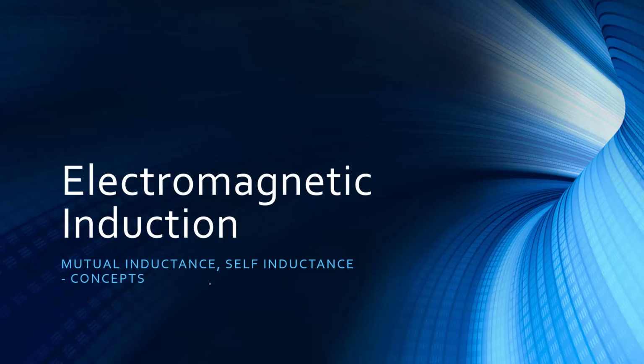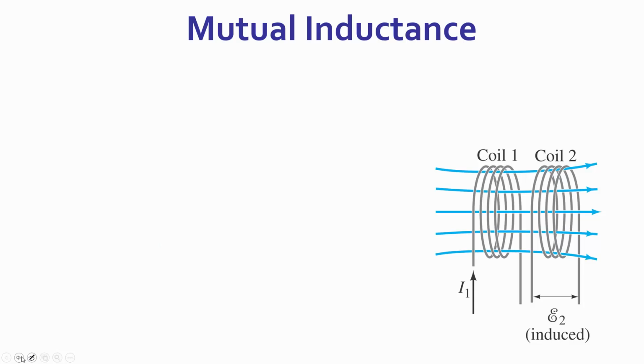We have mutual inductance and self-inductance on the docket for this video. Starting with mutual inductance, if we have a couple of loops, they can induce currents in each other.